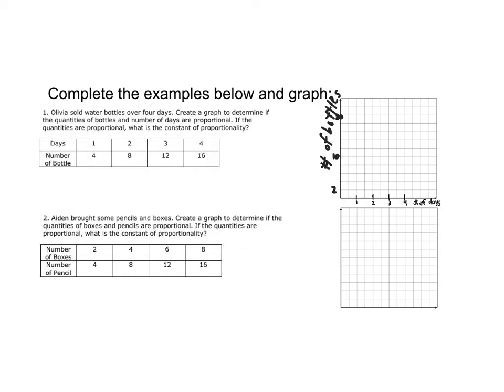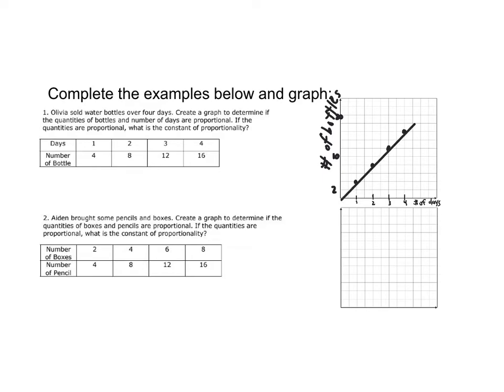Okay, so if we plot those points, 1, 4 would be here. 2, 8 would be there. 3, 12. And then 4, 16 would be 10, 12, 14, 16. Okay, once you graph your points, you're going to want to connect them. You can use a ruler if you have one, or a straight edge of some kind. That usually improves your line drawing. I'm going to use a ruler because my line drawing is pretty awful.